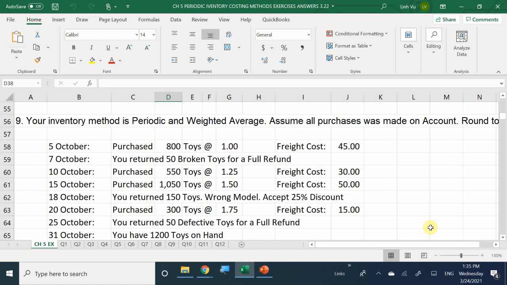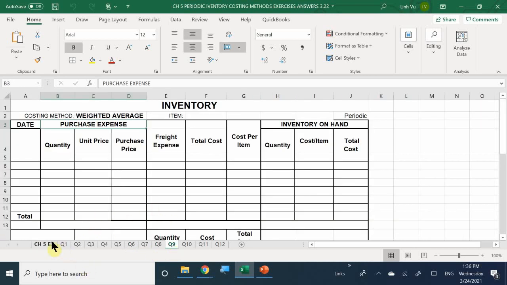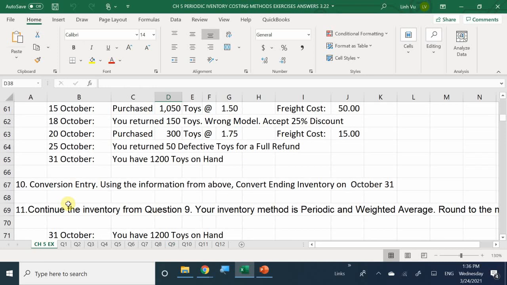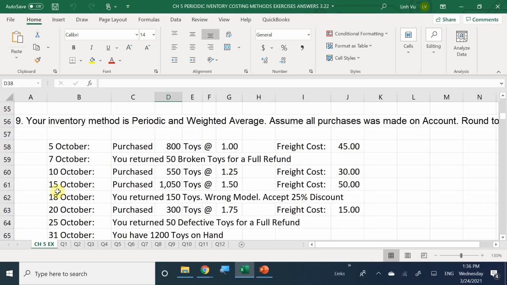the scenario. Okay, so here we go. October 5th, we purchased 800 toys at $1 each with a freight of $45. So let's go to question number 9. Once again, we're not going to practice journalizing because it's rinse and repeat. We're only focusing on the conversion entry at the very end. But for now, let's enter everything into our inventory worksheet. So again, October 5th, purchase 800 items, $1 each, with a freight of $45.